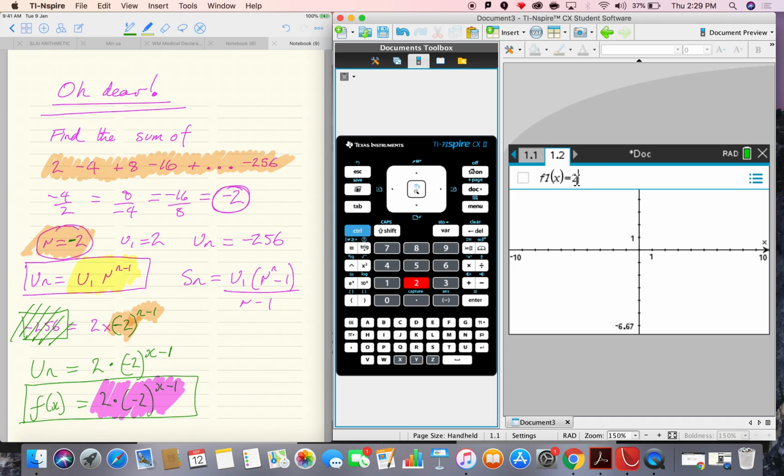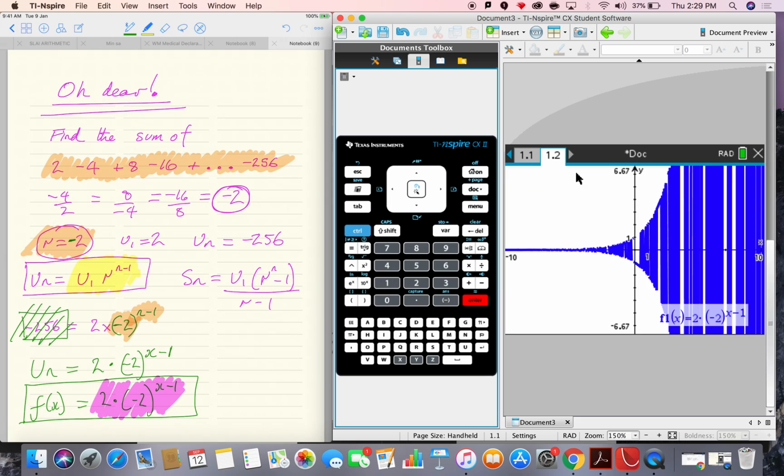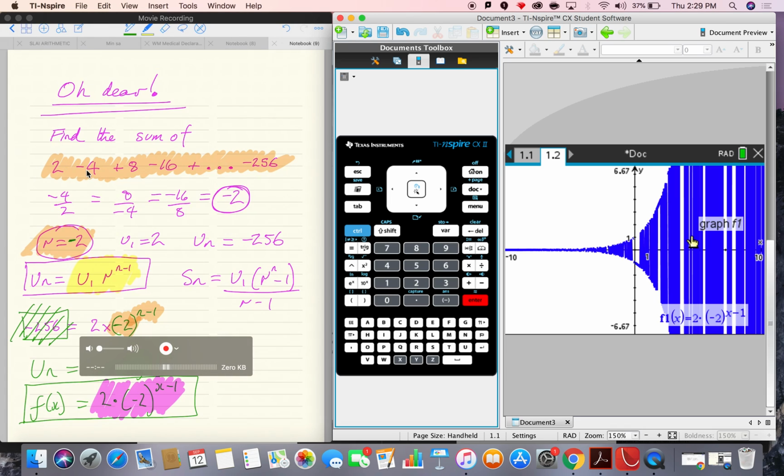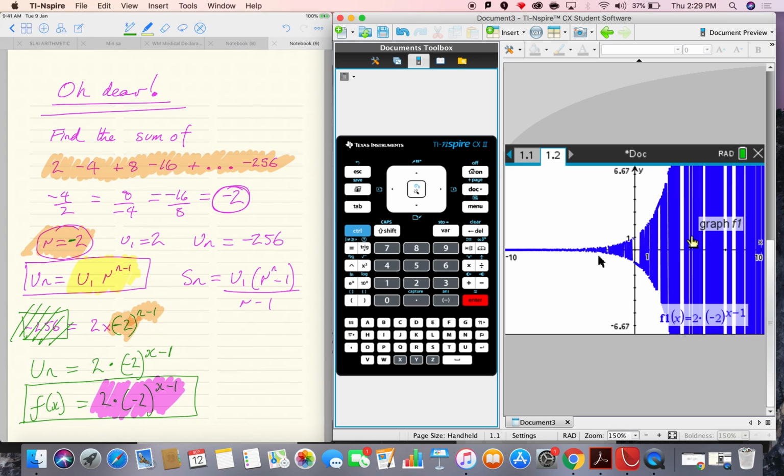2 times negative 2 to the exponent x minus 1. Okay, let's press enter. And look, this is the reason why the NSolve doesn't work, because the graph is so absolutely crazy. The reason why it's crazy is because the output numbers here, 2, negative 4, 8, negative 16, oscillate. So this graph is bouncing all the way around, up and down, right? Good news is we don't need the graph, because we do the magic of Control T.